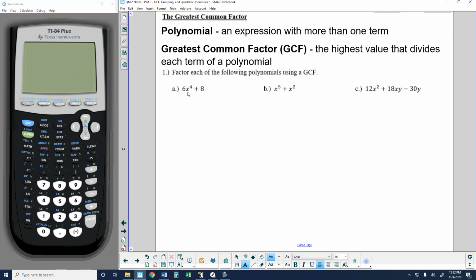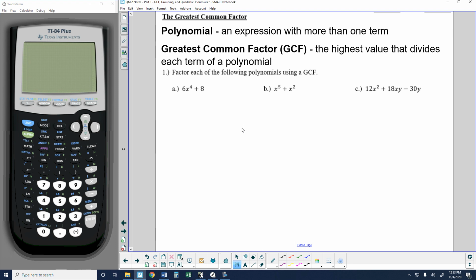Take a look at 6x to the 4th. 6 can be divided by 2 and 3. It can also be divided by 6 and 1. x to the 4th could be divided by x to the 1st, x to the 2nd, x to the 3rd, and x to the 4th. 8 can be divided by 1, 8, 2, and 4. So out of these two terms, the things that could divide 6x to the 4th and the things that could divide 8, what's the largest number that they have in common? If you said 2, then you were correct. So 2 is the GCF for each of these terms.